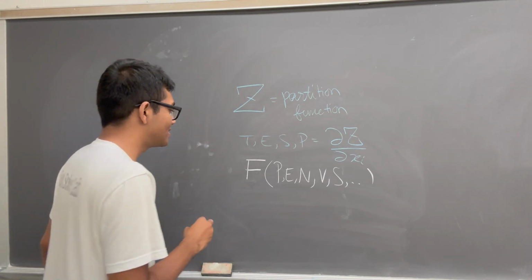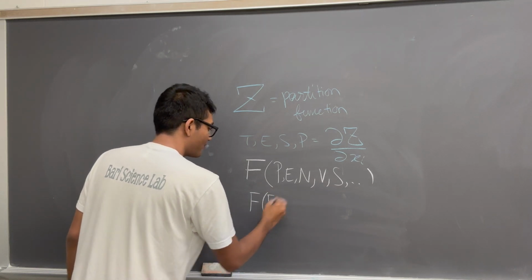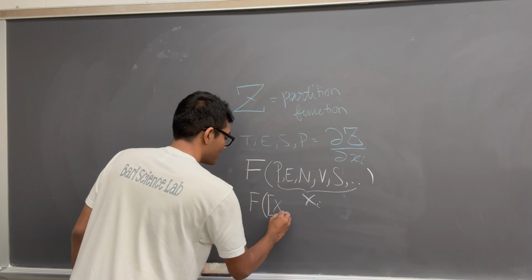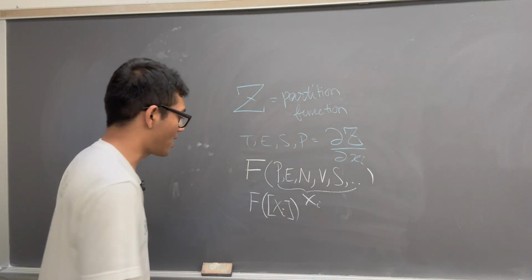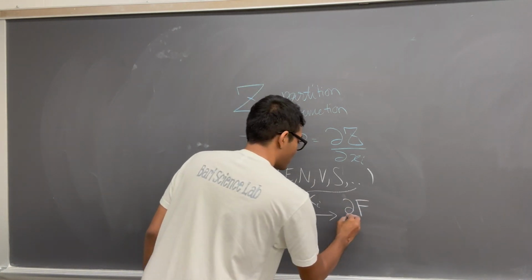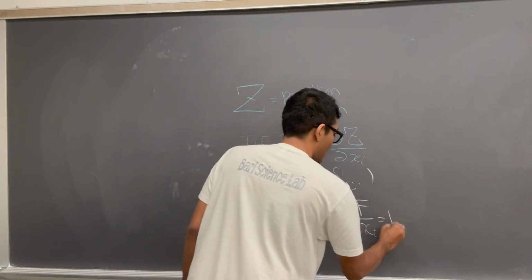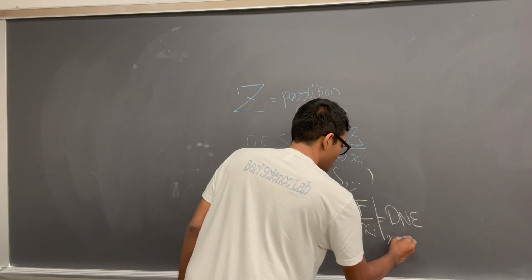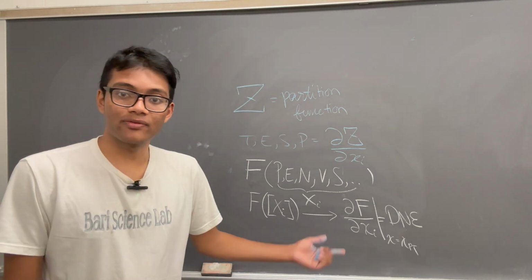Okay, so let me phrase that another way. The free energy depends on all of these variables. I'm going to call them x sub i. So the free energy is dependent on these observable parameters. And when the free energy has a discontinuity, in other words, when partial F partial x sub i does not exist at the phase transition point, then we have a phase transformation.